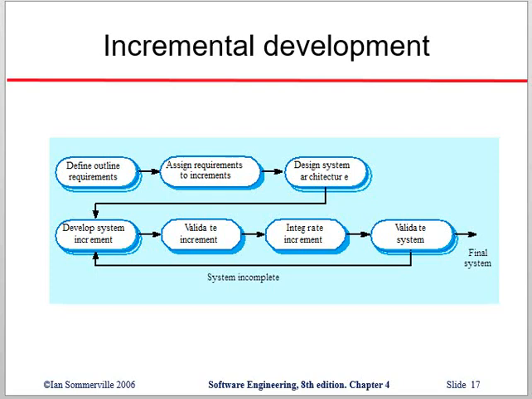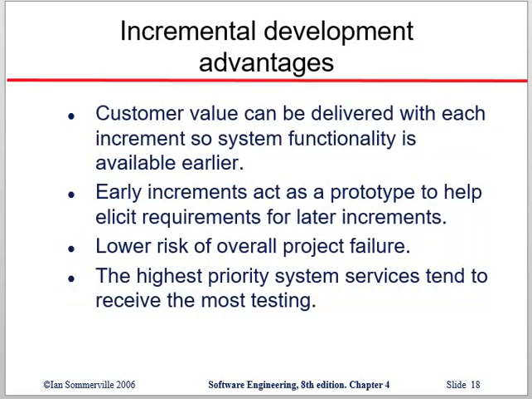Here are the phases of incremental development. First of all, we need to define the requirements. Then we assign the requirements to increments. Then design the system architecture, develop the system increment, and do validation and integration. Last, we validate the entire system and then we have the final system. That's how incremental development works.